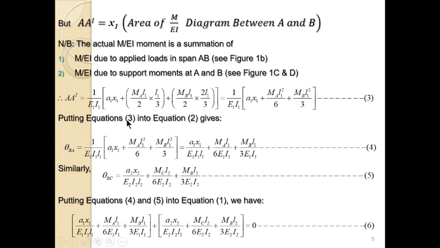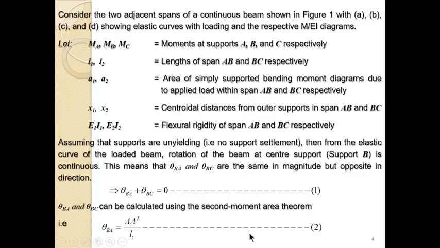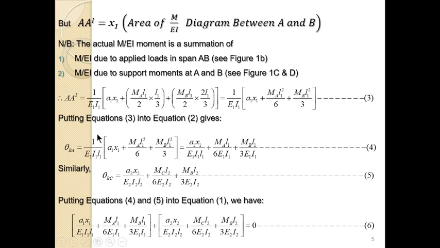Now, if you put equation 3 into equation 2, what was equation 2? Equation 2 was θ_BA is A prime all over L1. So what it means is that we have this as A prime, and we just divide it by L1. If we divide it by L1, remember we had factorized E1 I1, so we'll also put 1 over L1, and the rest will still be the same. If we simplify it, this is what we will have. Let's call it equation 4.